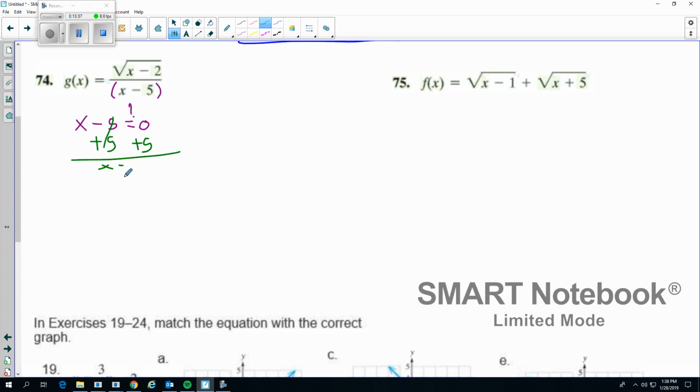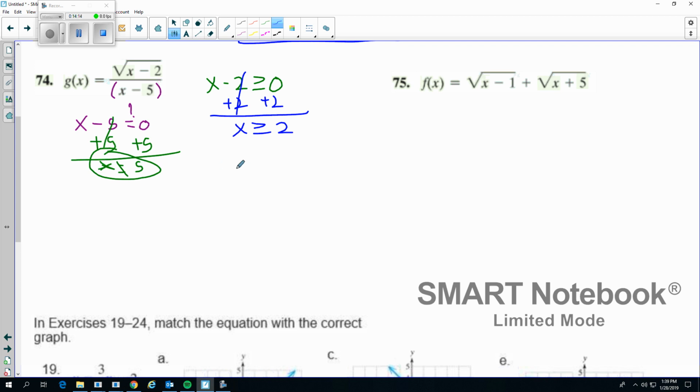I know we can probably just do it in our heads, but anyway, I'll show all my steps. All right, so 5. So 5 is going to be one value that's excluded, so I'm going to make that note. So 5 is excluded. My other condition is looking at the radical up here. This expression needs to stay greater than or equal to 0. So we solve that, plus 2, plus 2. My 2 conditions are, and they have to meet both conditions, not just one: it has to be greater than or equal to 2, but cannot equal 5.